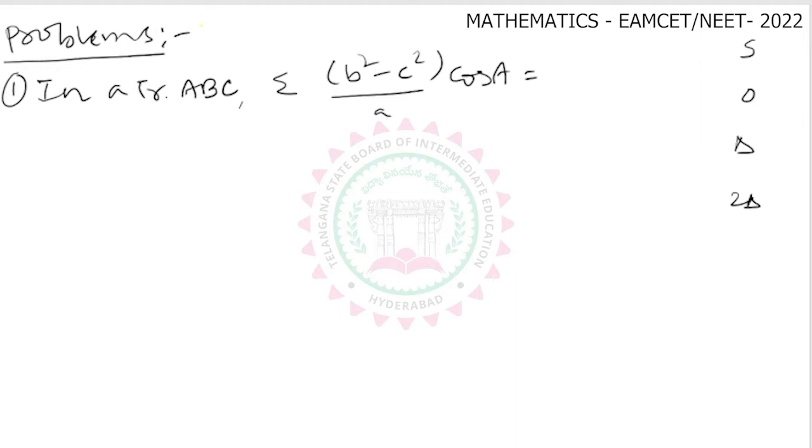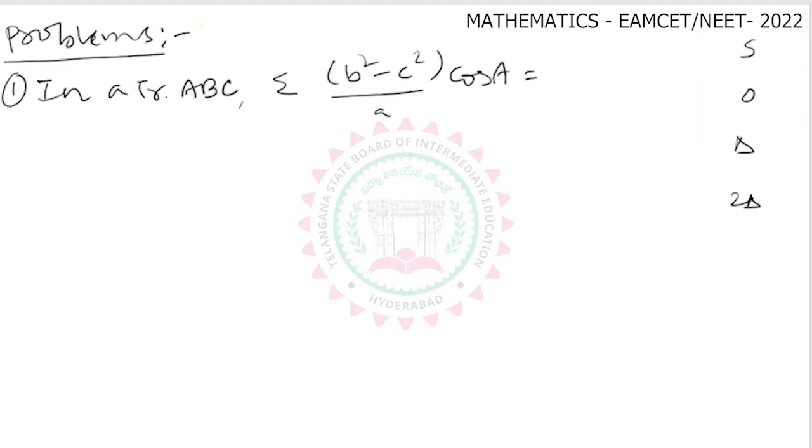Now, here I don't want to go for the usual method, what we have studied in your regular classes. What the usual method means? You can write b square is equal to 4R square sin square B, minus 4R square sin square C, divided by a equal to 2R sin A. And then after 2-3 steps, you have to substitute the value of cos and so on. Then you have to simplify and get the answer. So that is a lengthy method. I don't want to go through that method.